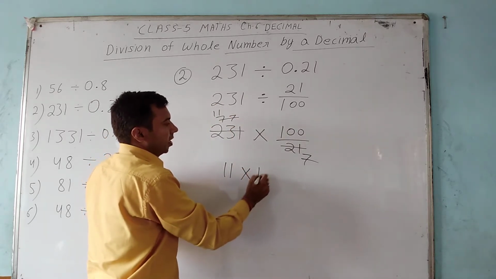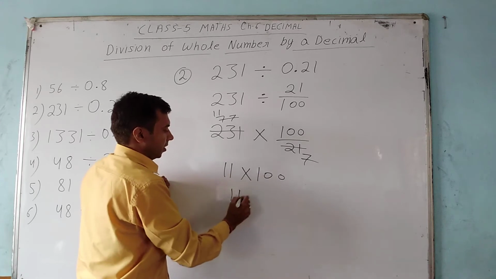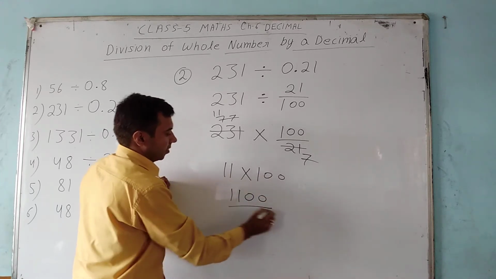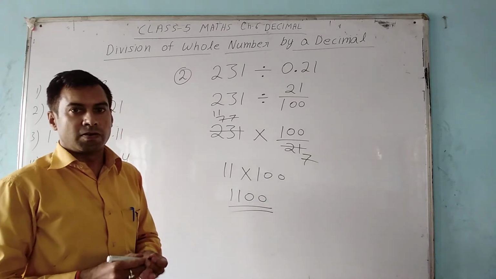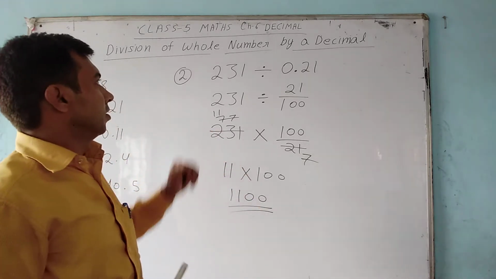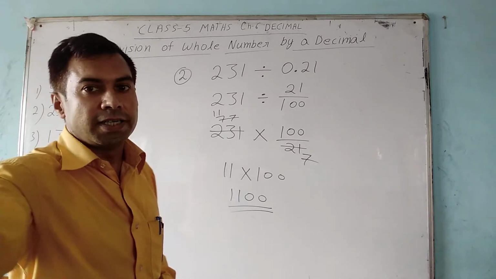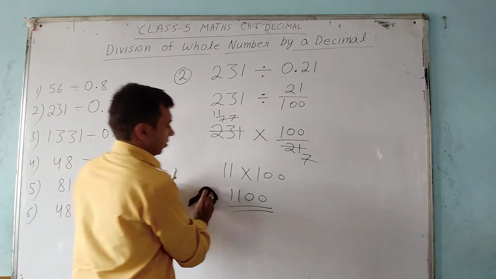11 multiply 100, student. 1100. This is answer. So in this way we can divide whole number by a decimal. Next question.